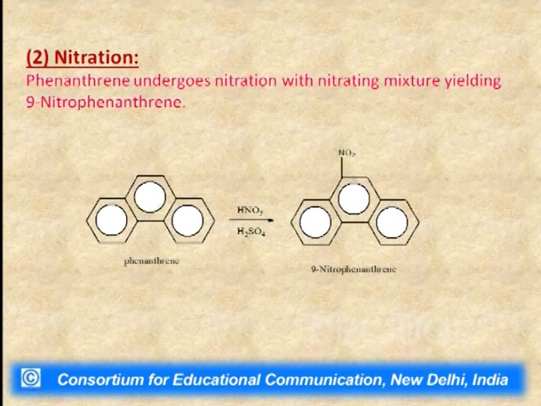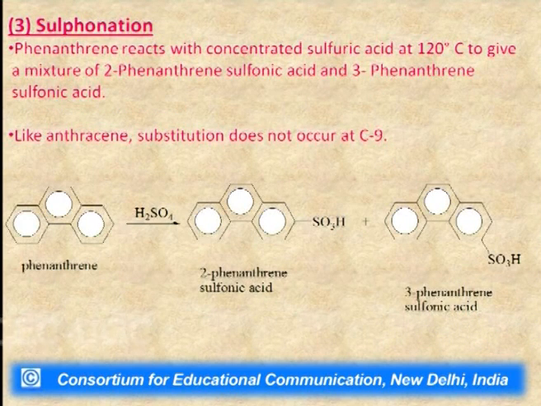It can undergo nitration also. Phenanthrene on nitration with the nitrating mixture, which is nitric acid in the presence of concentrated sulfuric acid, will give us 9-nitrophenanthrene. So, here also the substitution will take place at carbon number 9, and we will get the 9-substituted phenanthrene product. Then comes the sulfonation.